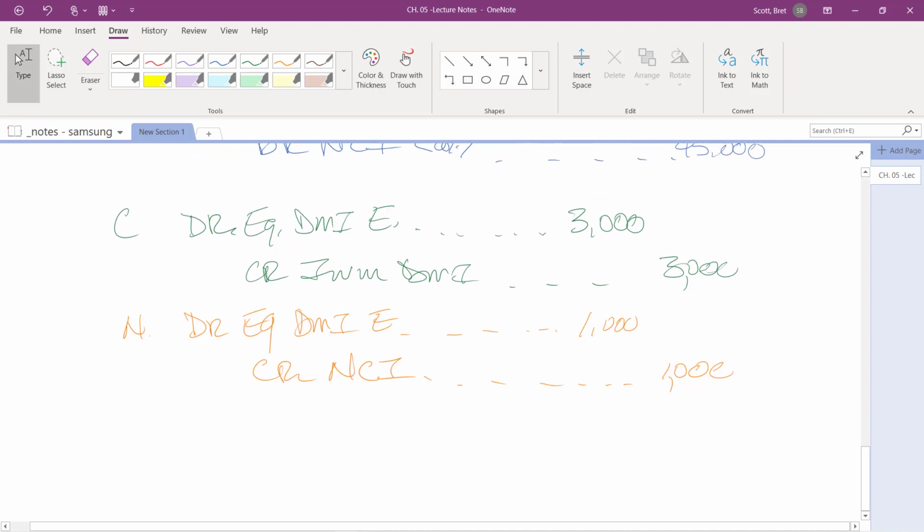And then we finally follow that up with O. Oh my God, we forgot something. We had to deal with the impairment. The impairment loss. Yikes, for the full 1 million. That actually happened. Credit the intangible for the full 1 million.